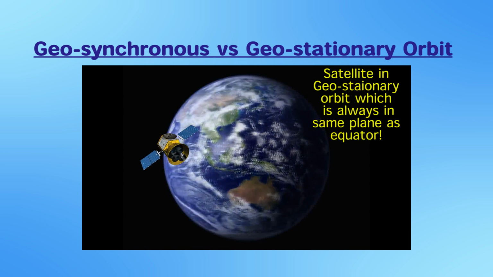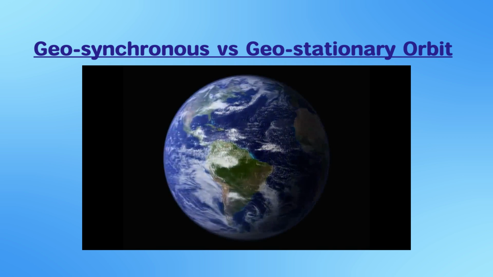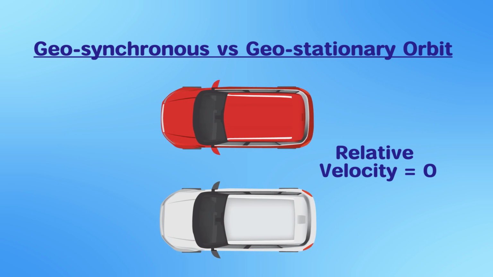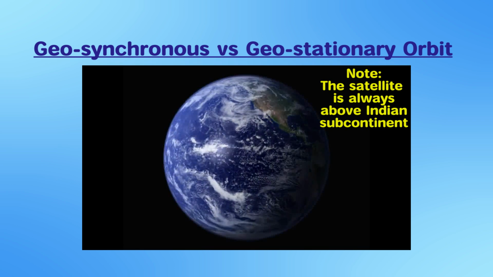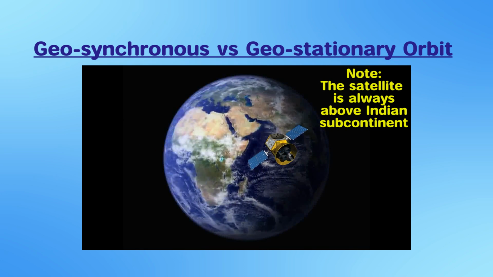But the main difference is it also moves exactly at the same speed and direction as Earth. Just as two cars moving in the same speed and direction appear to be stationary to each other, the satellite in geostationary orbit will also appear stationary to Earth, thus the name geostationary.